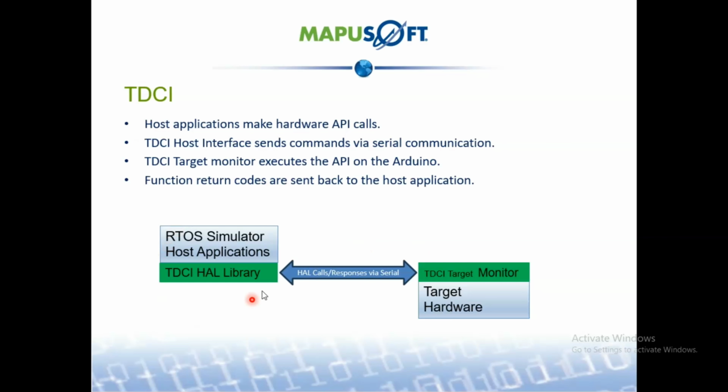So here you can see this host application. It may be Windows or Linux, whatever. Here the host is sending a command, it is calling hardware API calls. Based on that command, this TDCA target monitor will send the response via serial communication. So this is seamless communication between host and target, making this TDCA application work on this RTOS concept.